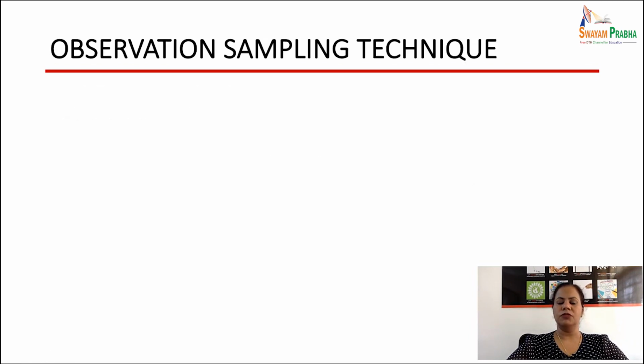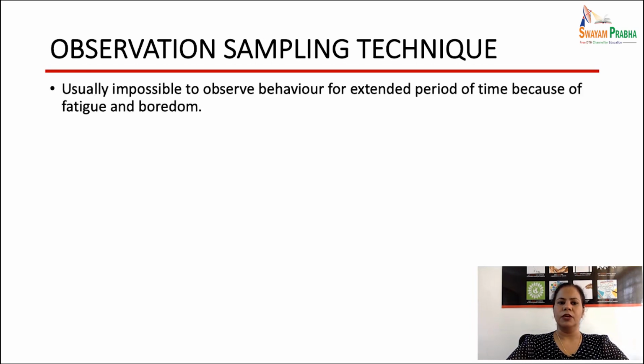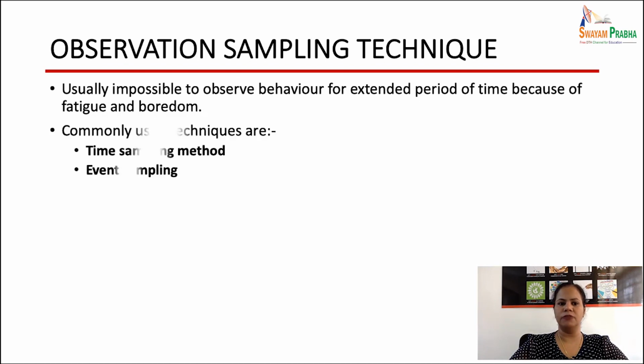Now let us talk about the observation sampling technique. How can you sample which particular event or at what time you have to observe? Usually it is impossible to observe the behavior for extended periods. It is not possible to observe each and everything for a long period of time, because it will add to fatigue and boredom. That is why observational sampling should always be used, where you can decide which particular thing has to be observed. Commonly used techniques are the time sampling method and the event sampling method.